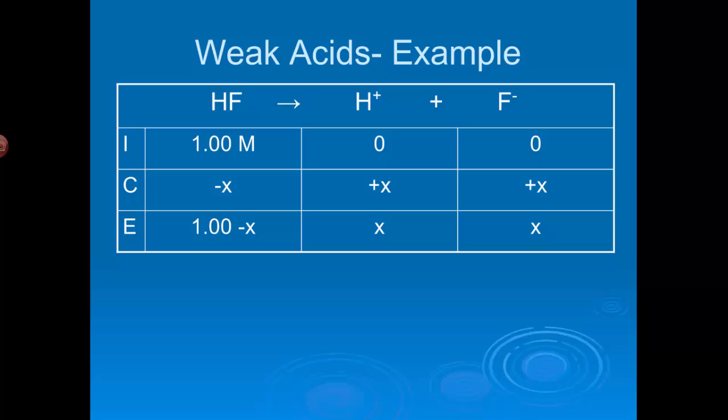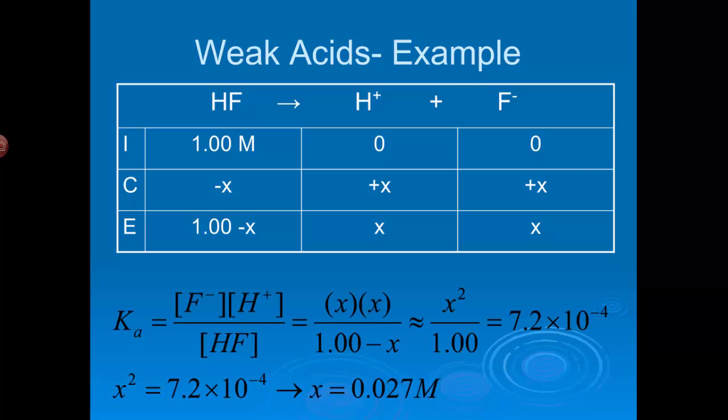Some of the 1 molar is going to decrease. Some of the H plus will increase by the same amount, and F minus by the same amount. And so my equilibrium expressions are 1 minus X, X, and X. Plugging that into my expression for Ka, this is just an equilibrium problem. We solve for X. We can approximate 1.00 minus X as just 1.00 as long as X is small enough. And we would have to check that approximation.